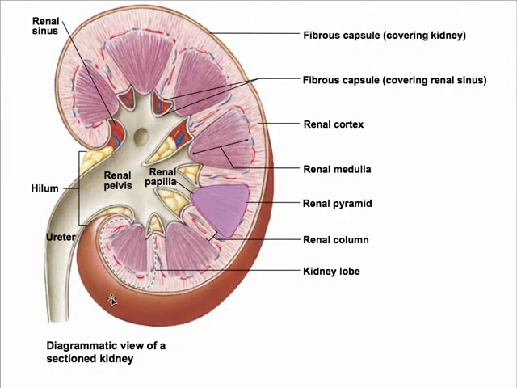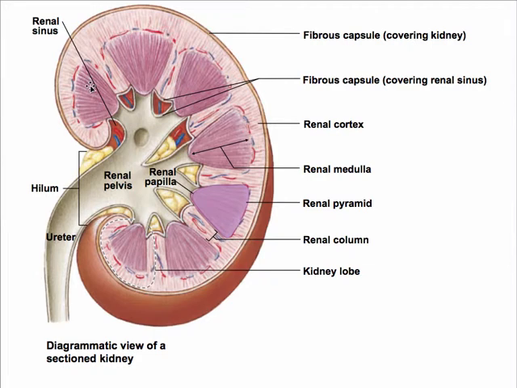So to get started with the anatomy, you can see the kidneys look brown when you look at the outside covering. And remember, it's a highly vascularized organ, so you're going to have a dark color to organs with a lot of blood vessels in them. Right on the surface, we have the fibrous capsule.